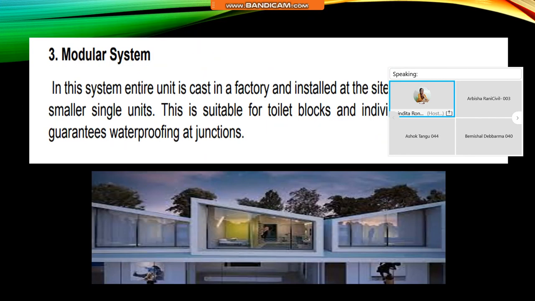Number four, modular system. In this system, the entire unit is cast in a factory and installed at the site, which is useful for smaller single units. This is suitable for toilet blocks and individual rooms, which guarantees waterproofing at junctions.